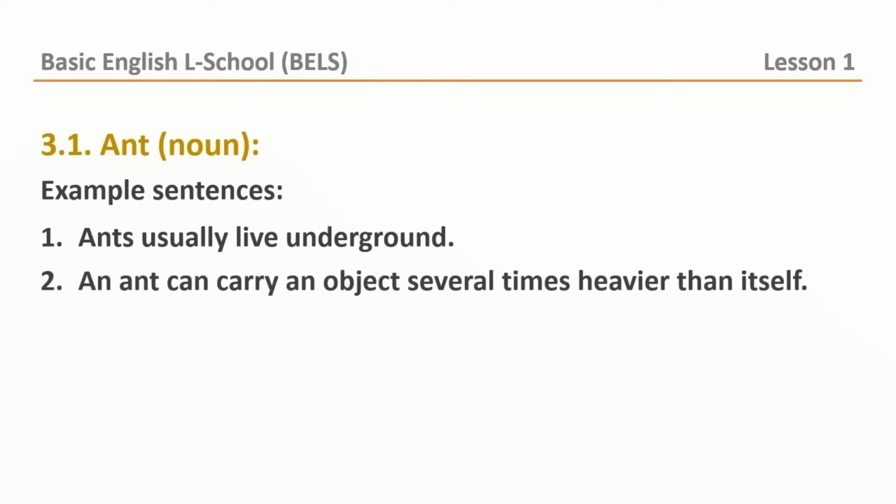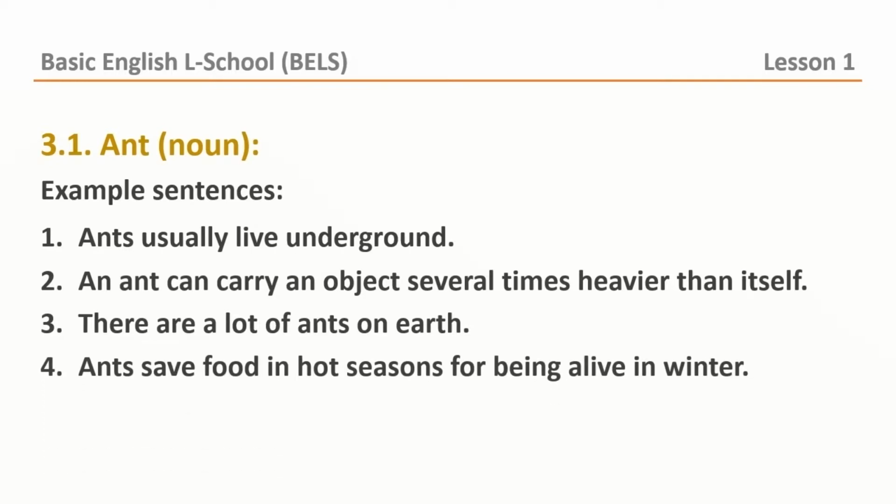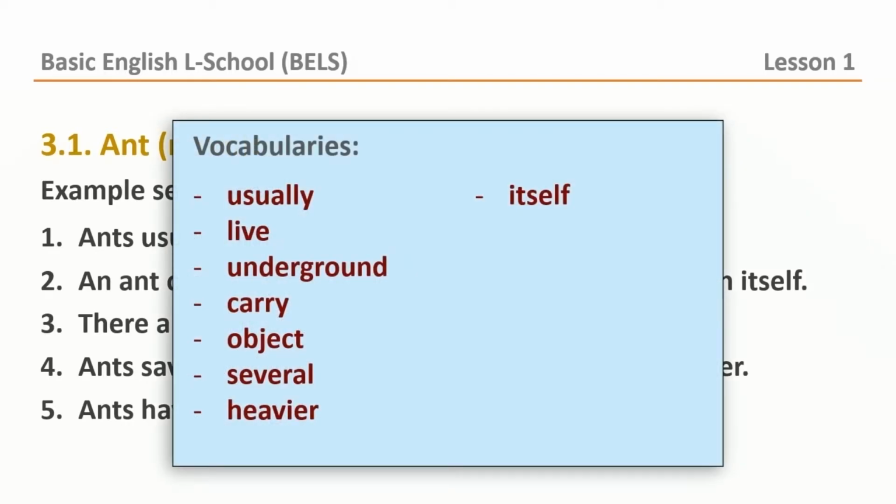An ant can carry an object several times heavier than itself. There are a lot of ants on Earth. Ants save food in hot seasons to stay alive in winter. Ants have 6 legs. The vocabularies are usually, live, underground, carry, object, several, heavier, itself.